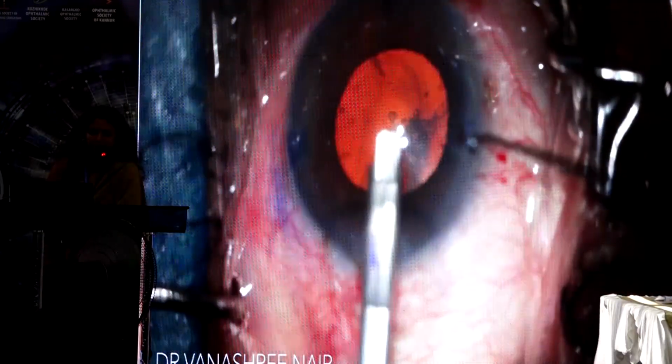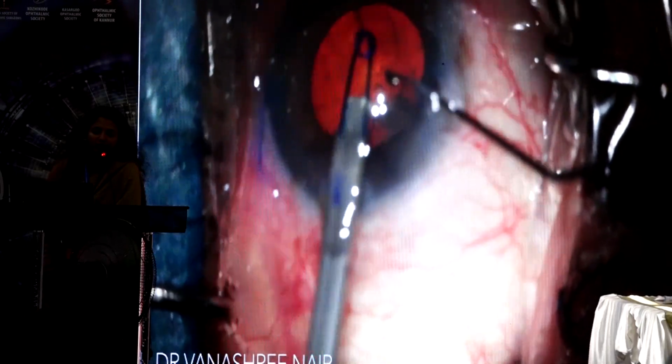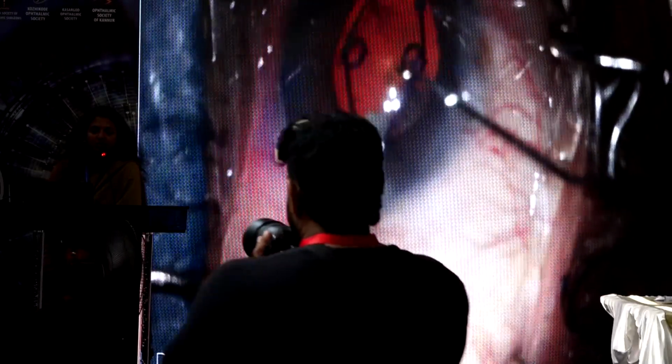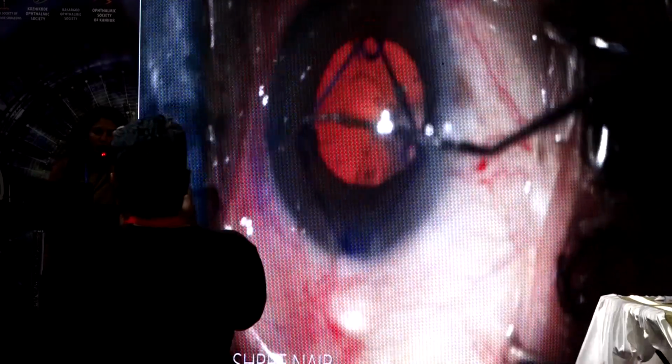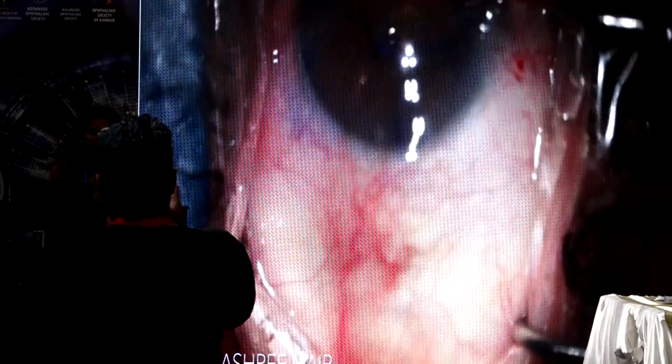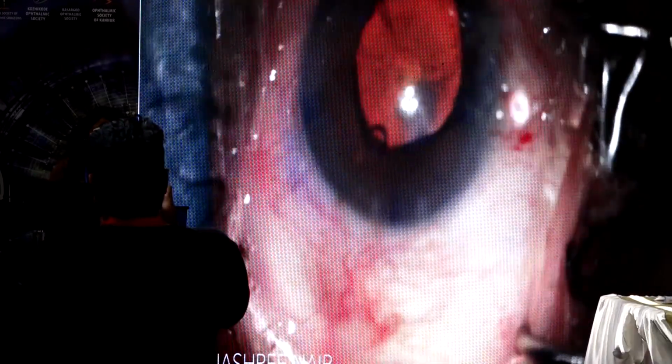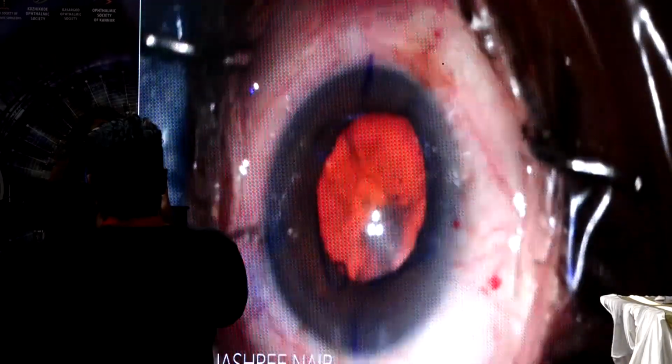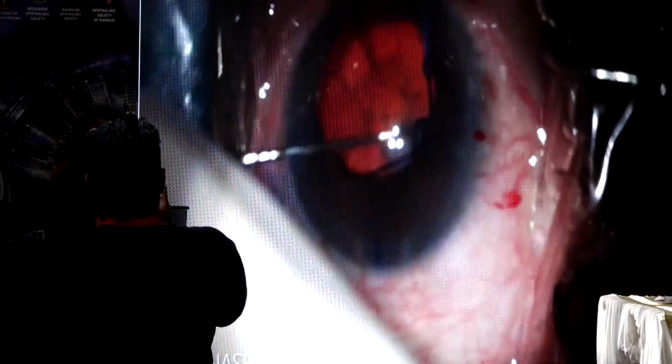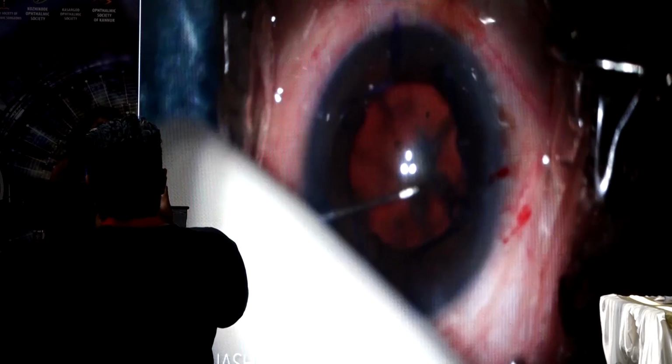So here I wanted to use the Malyugin ring. Now the important thing here is that you try and engage 2 scrolls, but sometimes it may not be possible. And with your other hand, keep a Kuglen hook in place, and you can easily, in various directions, go and engage the scrolls into the pupillary margin.